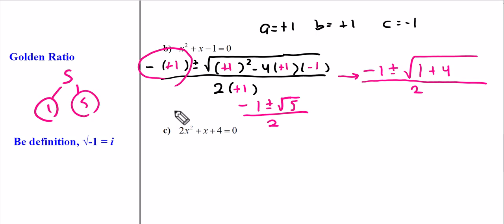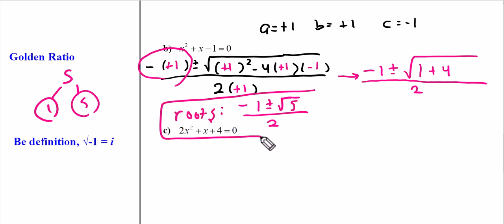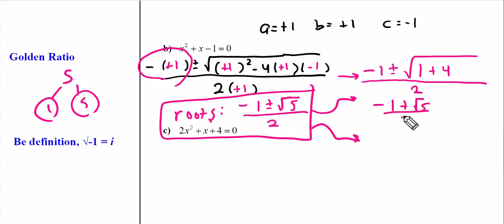Okay, these are the roots. There's 2 of them, right? Technically, the 2 roots are negative 1 plus radical 5 over 2 and negative 1 minus radical 5 over 2. Those are the 2 roots for this problem.